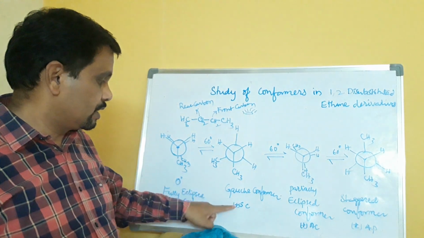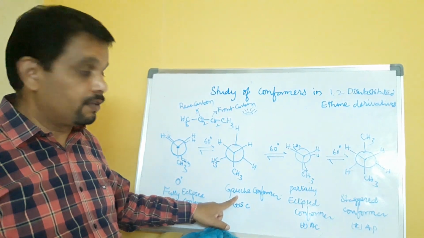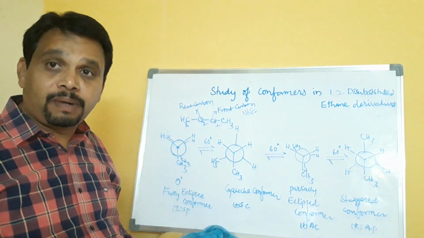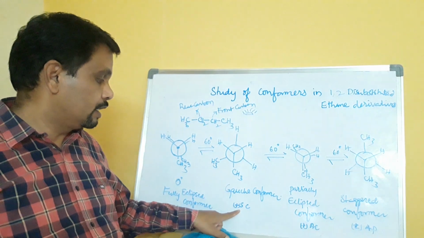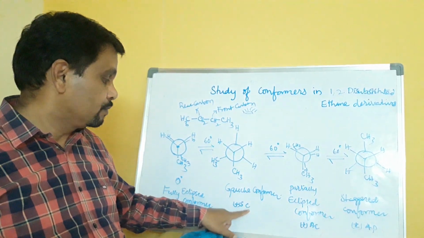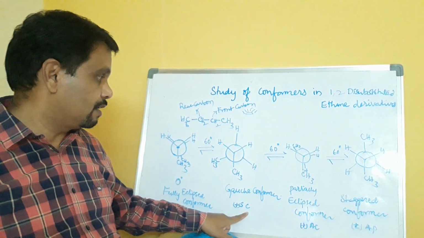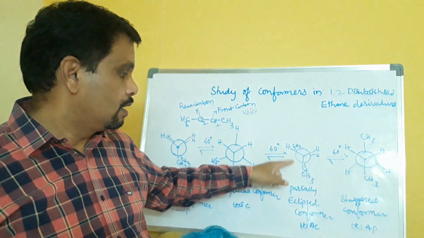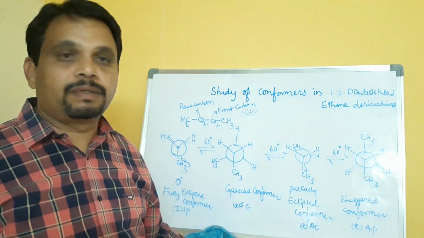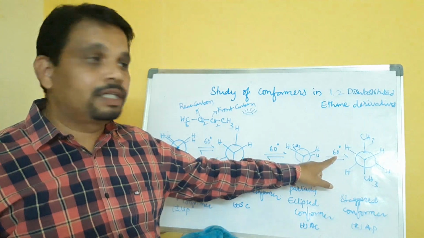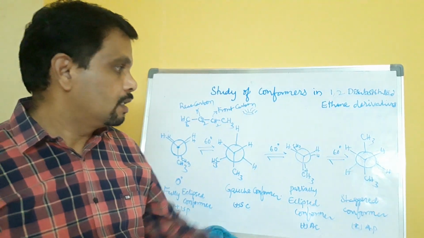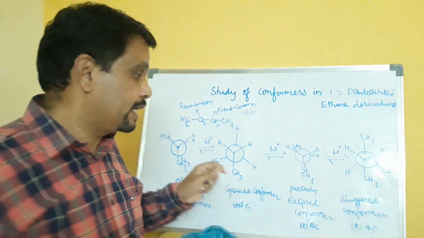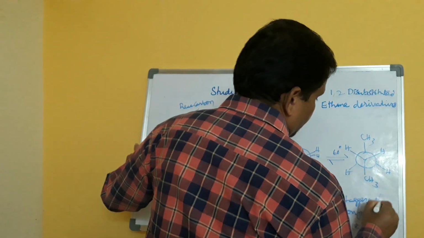At 60 degrees rotation, it is gauche conformer. The bond angle between these two planes is 60 degrees. Therefore, it can be denoted as plus SC. S means syn, C for clinal. Okay. Again, you rotate 60 degrees. That means total 120 degrees. You will get partially eclipsed conformer. Again, if you rotate 60 degrees, the total 180 degrees. So you will get staggered conformer or anti-conformer. This is also called anti-conformer.